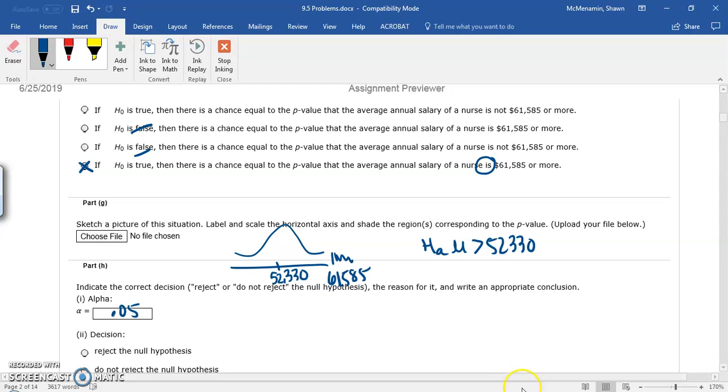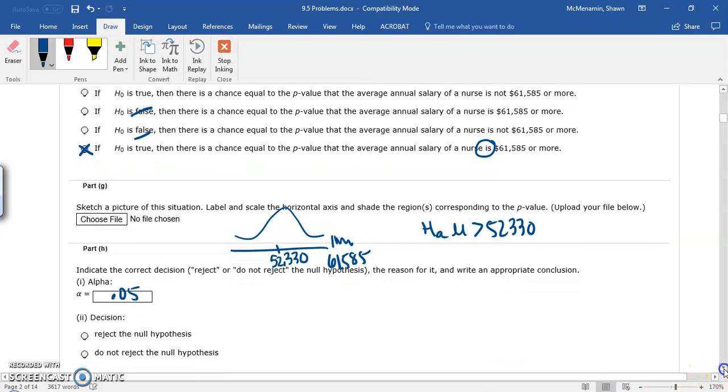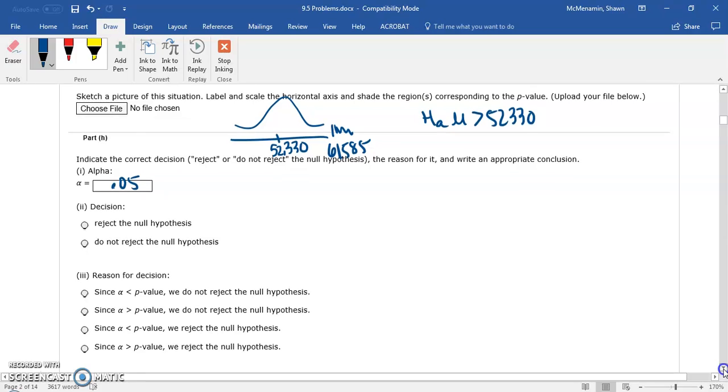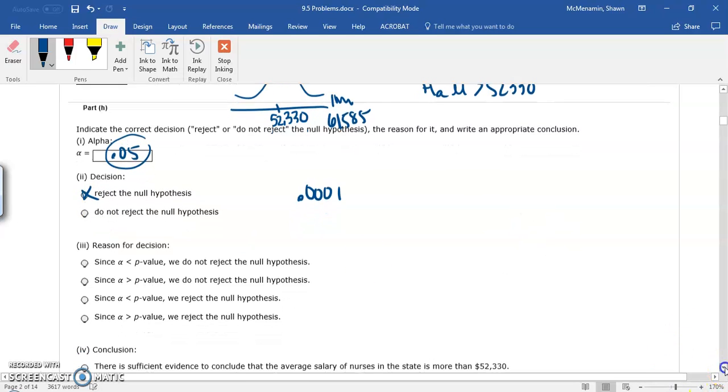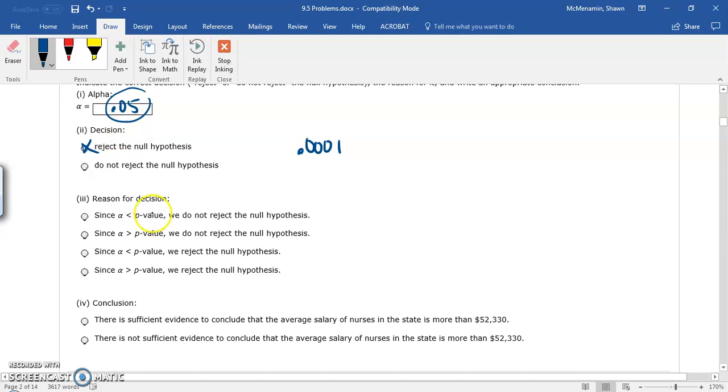Decision. If the p-value is low, the null must go. If the p-value is high, the null must fly. Our p-value was 0.0001. What is the threshold for considering it low or high is your alpha. So anything under the 0.05 is considered low. Anything above is considered high. So since ours is low, the null must go, which means we reject the null. And if you're rejecting the null, you're favoring the alternative, which means you're concluding that there is sufficient evidence to suggest that the average salary is more than 52,330.